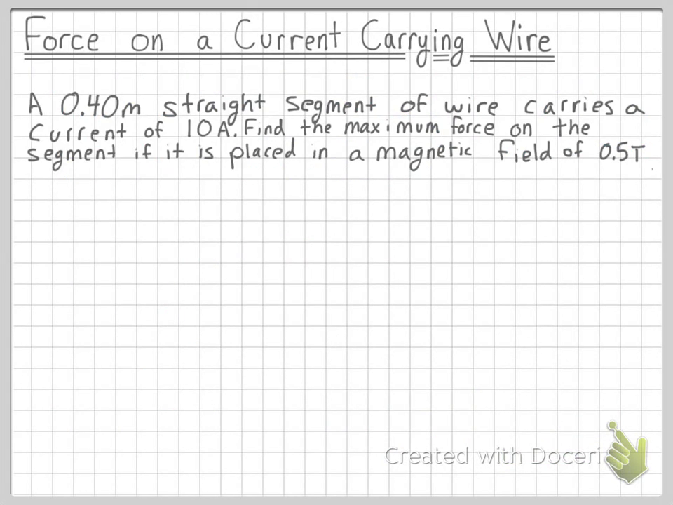Let's do an example. We have a 0.4 meter straight segment of wire that carries a current of 10 amps. We want to find the maximum force on the segment if it is placed in a magnetic field of 0.5 teslas. So we have our force on the current-carrying wire. The current is 10 amps, the length is 0.4 meters, and the magnetic field is 0.5 teslas. So when we plug and chug, we see that the force on this wire is 2 newtons.